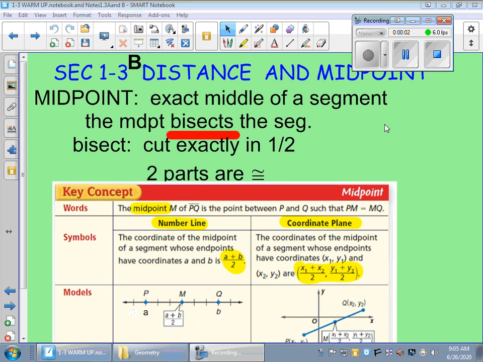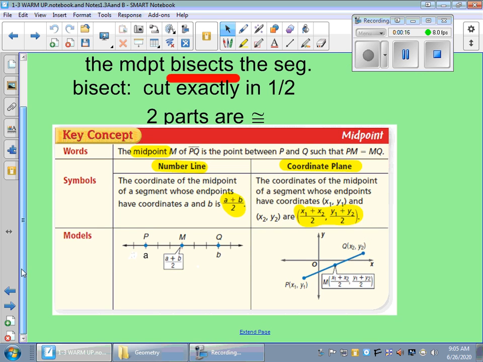All right, today we're working with section 1.3, and today we're working with the midpoint. So first of all, formal definition, midpoint: exact middle of a segment. The midpoint bisects the segment, and that means it cuts it into two congruent or equal parts. So we have two different ways that we work with this, the number line and the coordinate plane.